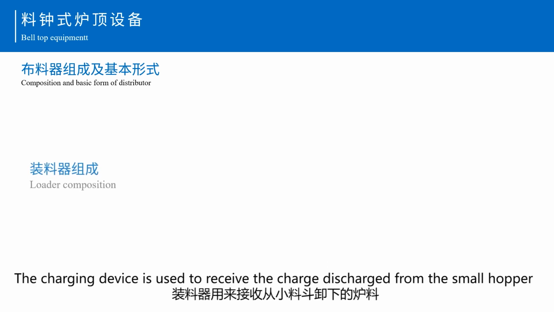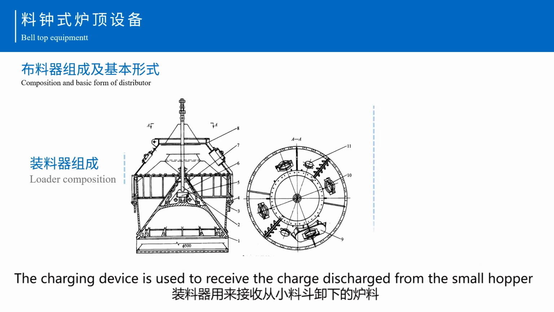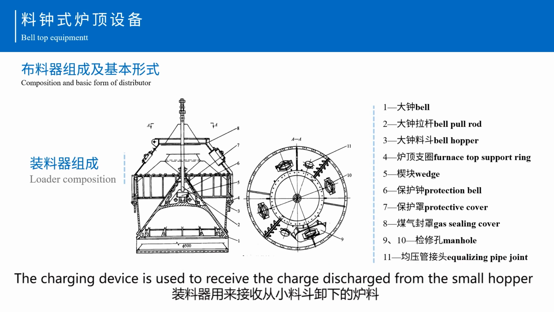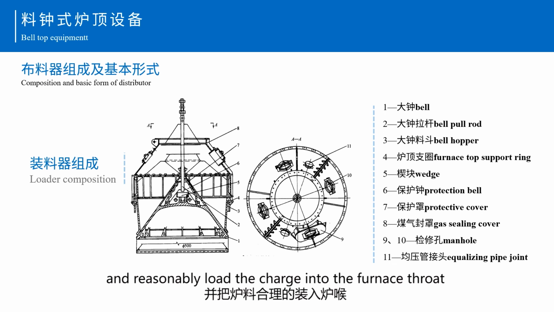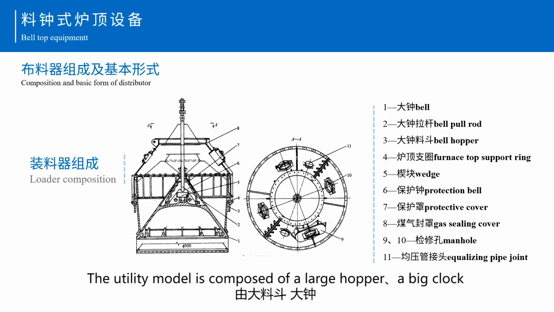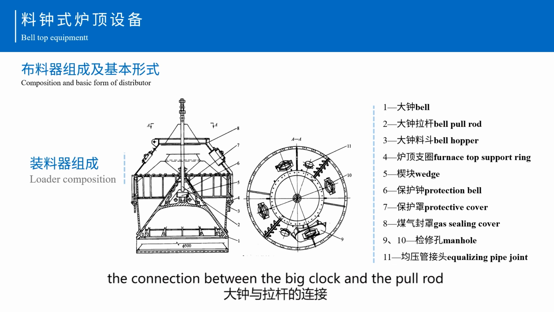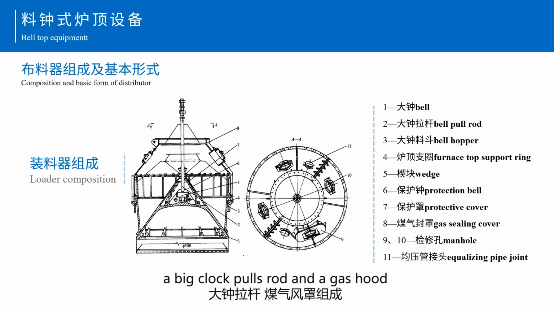The charging device is used to receive the charge discharged from the small hopper and reasonably load the charge into the furnace throat. It is composed of a large hopper, a big bell, the connection between the big bell and the pull rod, a big bell pull rod, and a gas hood.